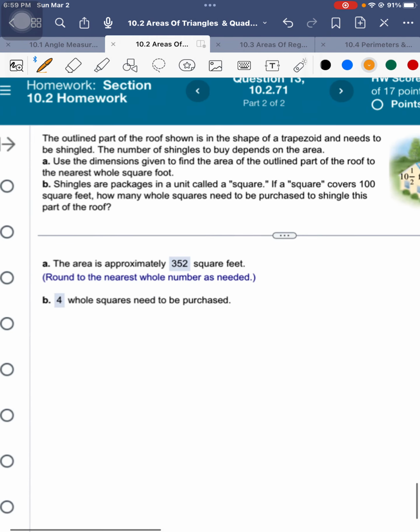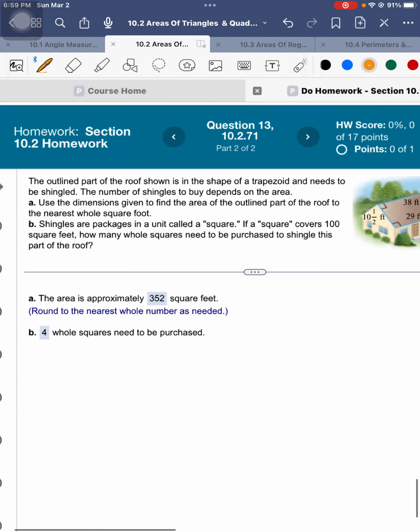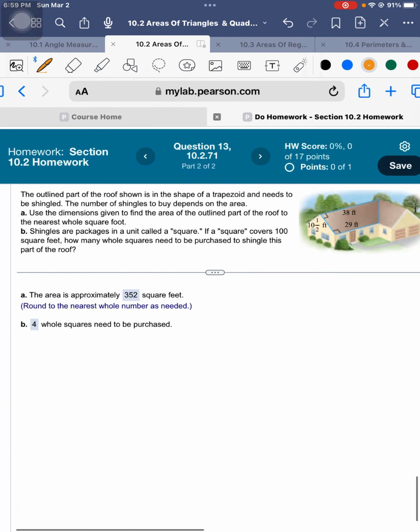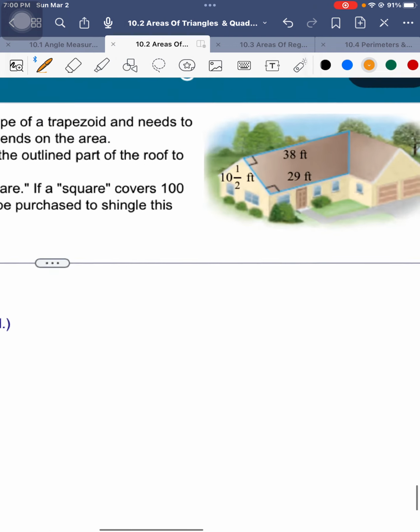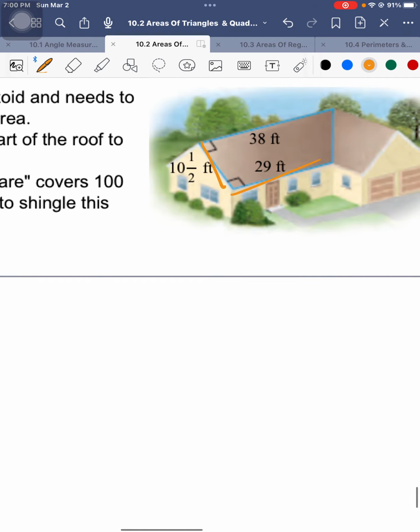Now the last one. Okay. The outline part of the roof shown is the shape of a trapezoid. Okay, so that's important. And needs to be shingled. Shingled just means to put like the tiles. The number of shingles to buy depends on the area. So let's answer number 8. Use the dimensions given to find the area of the outlined part of the roof to the nearest whole square foot. Okay, so let's find this part.